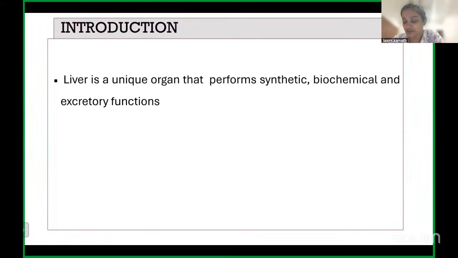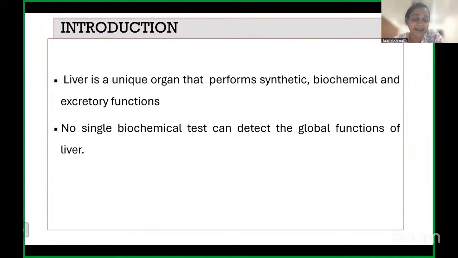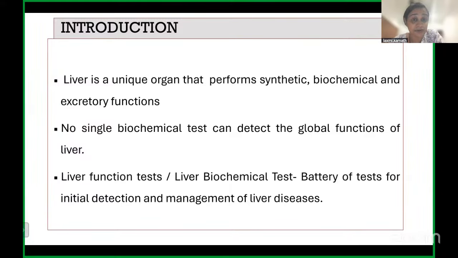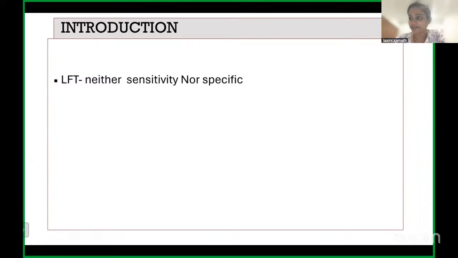So liver, we know, is a metabolic factory of our body. It is a unique organ that has synthetic, biochemical and excretory functions. And there is no single biochemical test that can tell about the global function of the liver. So we use a battery of tests. That means we use multiple tests to detect different types of problem, whether it is a synthetic problem, or a storage problem, or is it the problem in the biliary duct, not liver cells proper. So to detect each component of this, we have a battery of tests.